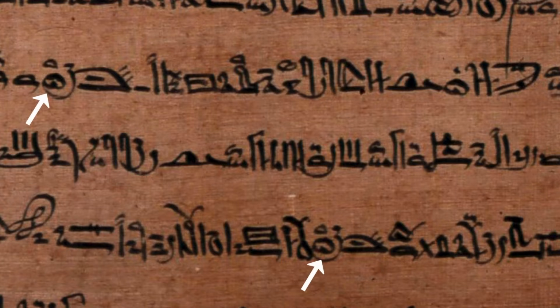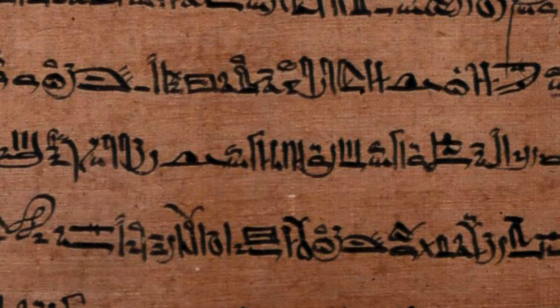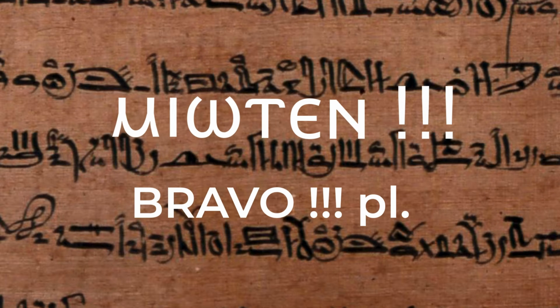Now we look for our last sign in the paleography. It is in volume 3, page 32, row 339, and it shows the determinative for village, city, or country. We have now transcribed together our first word from hieratic writing into hieroglyphs. Miotin.